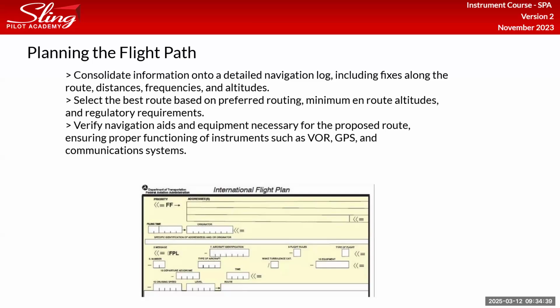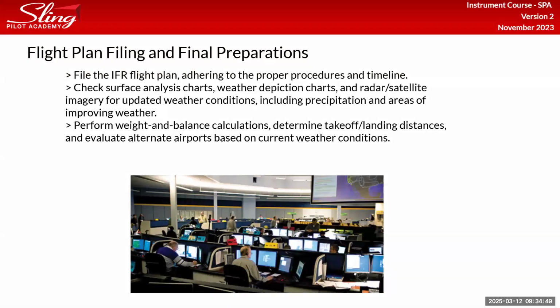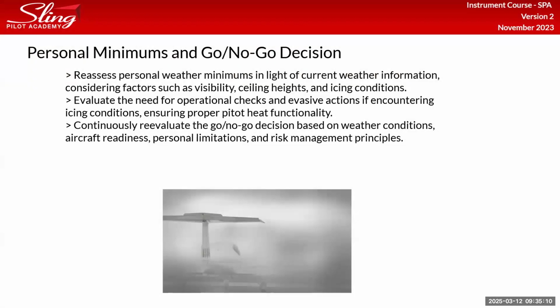Verify navigation aids and equipment necessary for the proposed route, ensuring proper functioning of instruments such as VOR, GPS, and communication systems. File the IFR flight plan adhering to the proper procedures and timeline. Check surface analysis charts, weather depiction charts, and radar and satellite imagery for updated weather conditions, including precipitation and areas of improving weather. Perform weight and balance calculations, determine takeoff and landing distances, and evaluate alternate airports based on the current weather conditions.